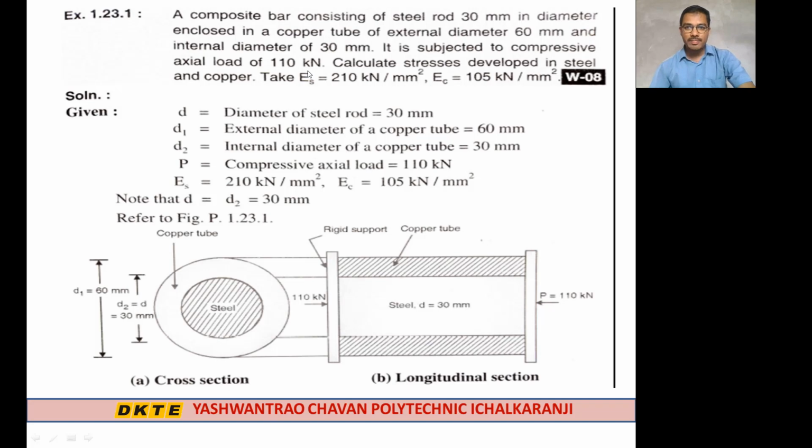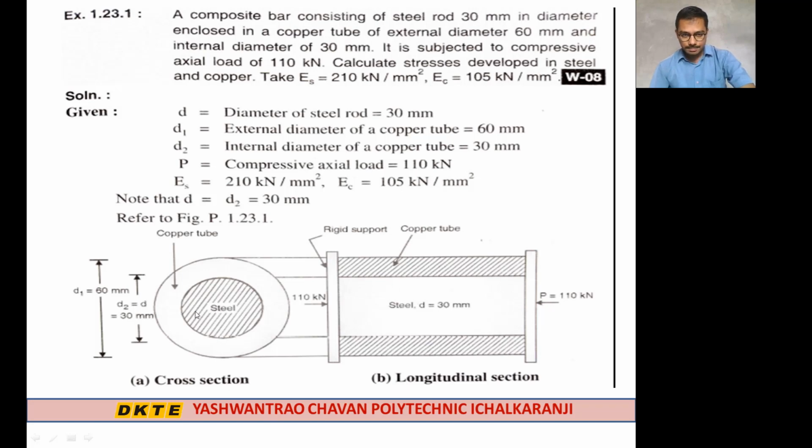Calculate stresses developed in steel and copper. Take Young's modulus of steel as 210 kN per millimeter square. Young's modulus of copper is 105 kN per millimeter square. First of all, we will note down the given data. Composite bar is given consisting of steel rod of 30 mm diameter. Diameter of steel is equal to 30 mm, that is inner. This is the steel diameter.